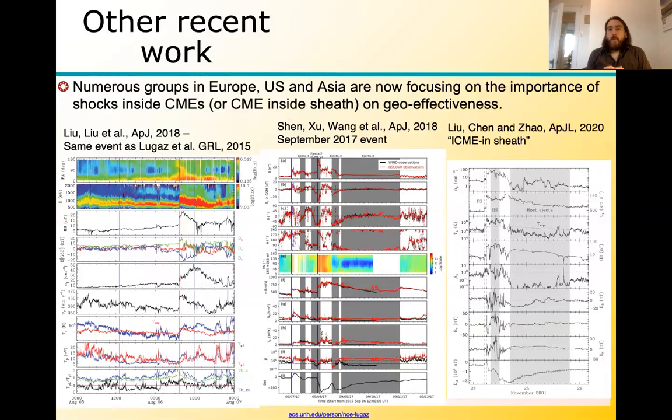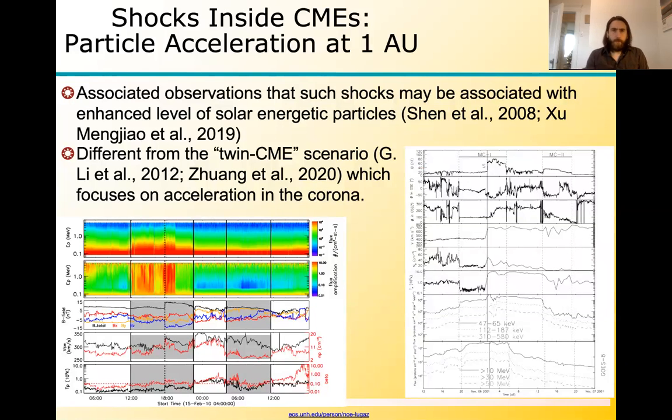Again, I don't have time to go through all the groups, but many groups have worked on this. Some of us give different names. In particular, Yinglu calls this, I focus on the shocks, so I call this shocks inside CME, but if you focus on the CME, you call this a CME in the sheath, but really it's the same thing. Some of you are studying the same events, and some studying different events. Again, 2017 is a very beautiful example of an ejecta compressed by a shock, ejecta 2 or 1.